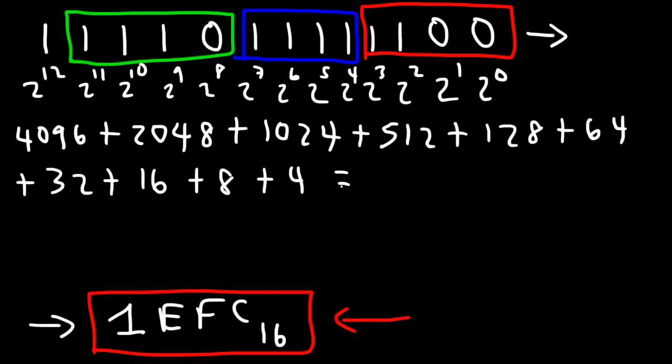So if we add up these numbers, 4,096 plus 2,048 plus 1,024 plus 512 plus 128 and all the way to 4, this will give us 7,932.